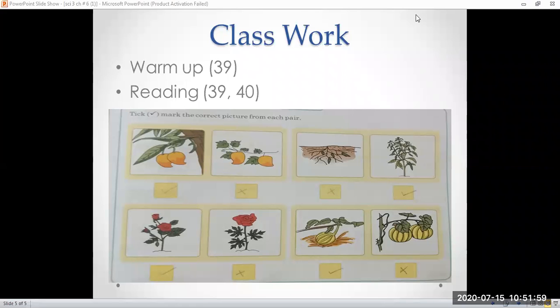Okay, students, so now reading is going to be started by Isha Yasir. That is on page number 39, below the warm-up. Yes, Isha, continue. Students, as we have written work as well, so Isha, please continue reading from page number 39 below warm-up, from below the warm-up picture, Isha.